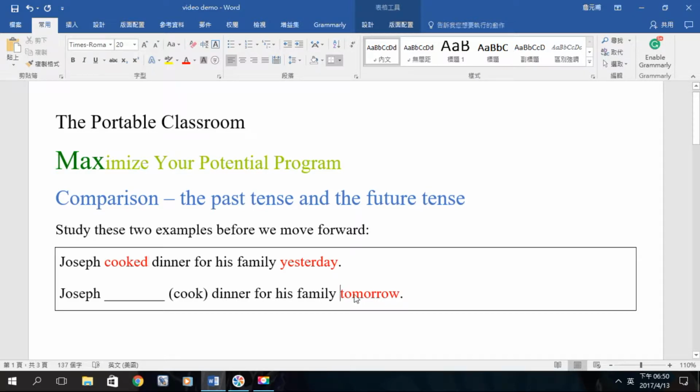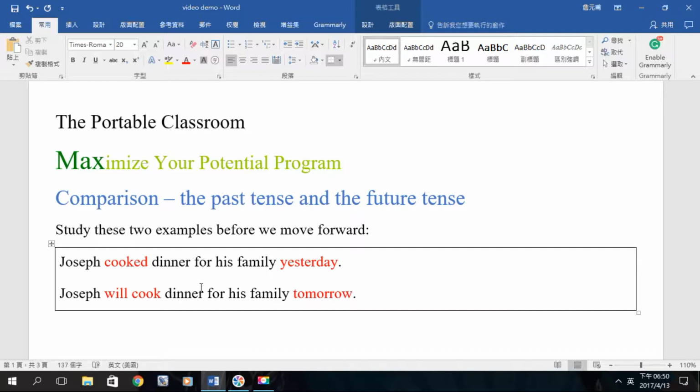As for the second one, tomorrow is a time marker that we use with the future tense. So the answer for this is will cook. So number 2 should be: Joseph will cook dinner for his family tomorrow.